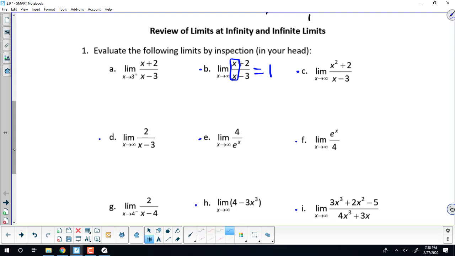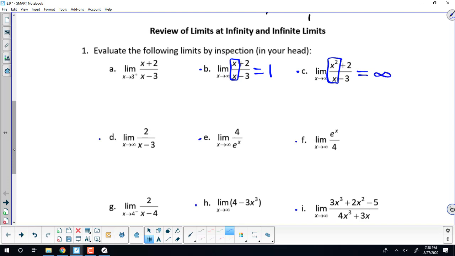The limit at infinity for C is basically like x squared over x when we're really far out, and x squared over x is x, right? x is approaching infinity, this approaches infinity.